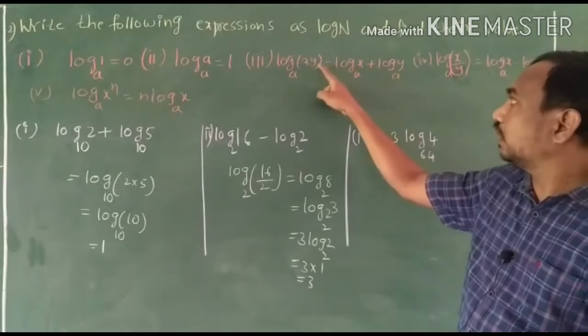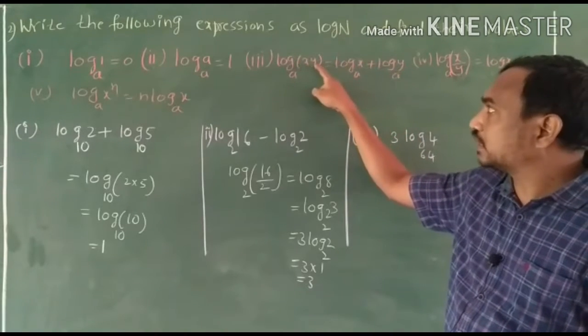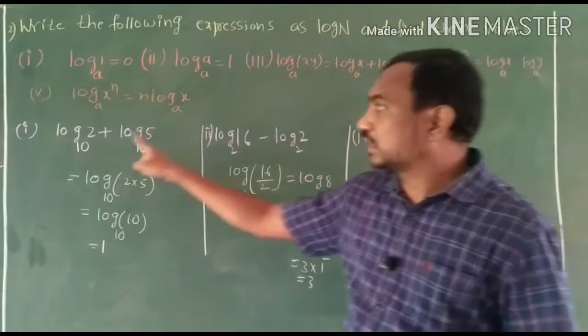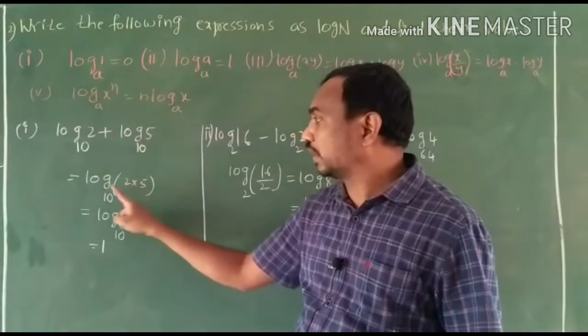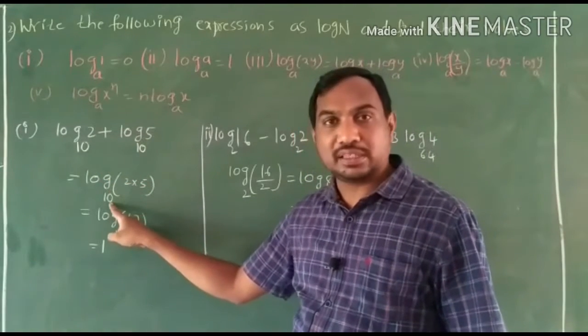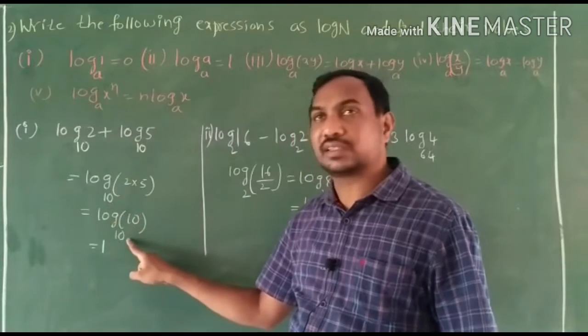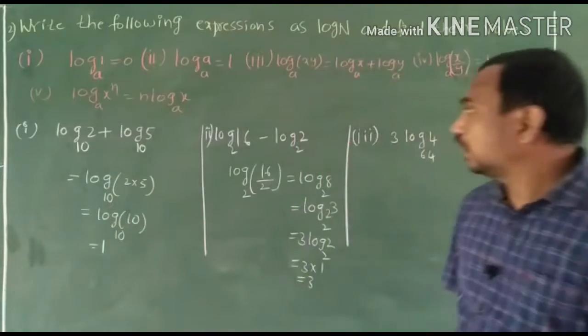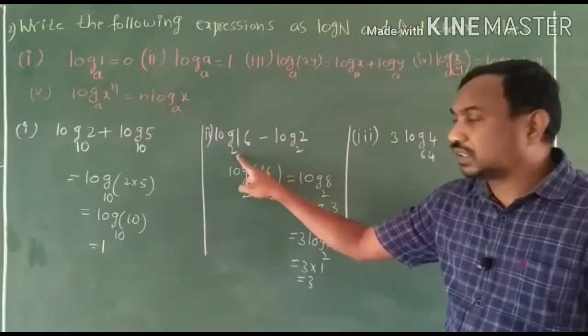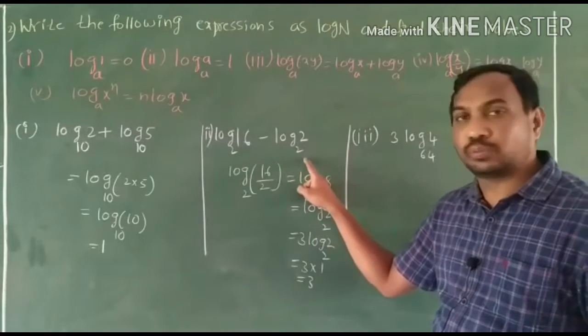That can be written as log x into y to the base a. So that is log x into y, that is 2 into 5, log 2 into 5 to the base 10. So that is log 10 base 10. The answer is 1. Now the second problem, log 16 to the base 2 minus log 2 base 2.